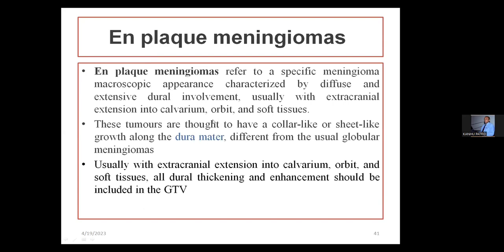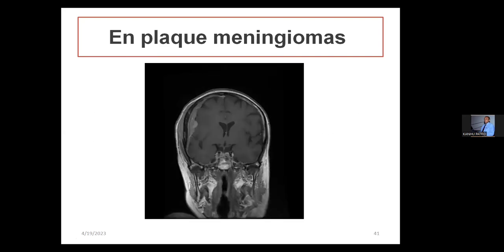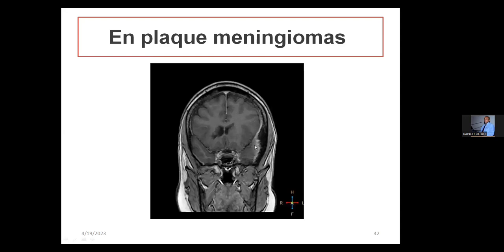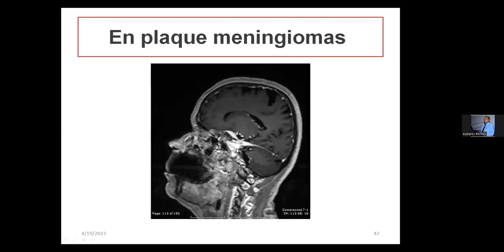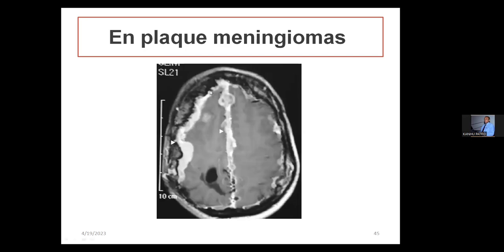Sometimes en plaque meningiomas start from the skull area, go to the temporal fossa, and go to the sphenoid sinus and maxillary sinus. You can see this is a plaque-like meningioma. You can see how it grows and what it looks like, and see these en plaque meningiomas. So you have to be very careful with these, and you can see the whole en plaque meningioma seen now involving the whole part of the dura.